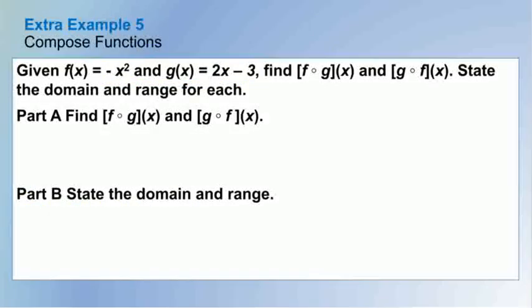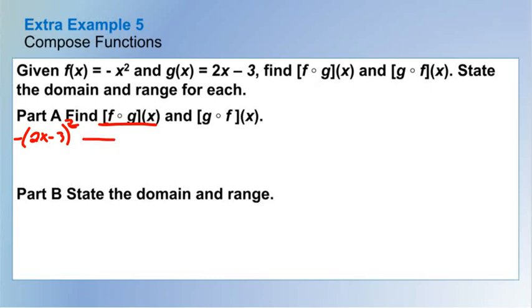Moving on to our next one. We have f of x equaling negative x squared and g of x equaling 2x minus 3. We're going to do the same thing, find f of g of x and then g of f of x, then state the domain and range. We'll do this one in red. So we need to put 2x minus 3 in for x. So I have negative, and then 2x minus 3, this is squared.